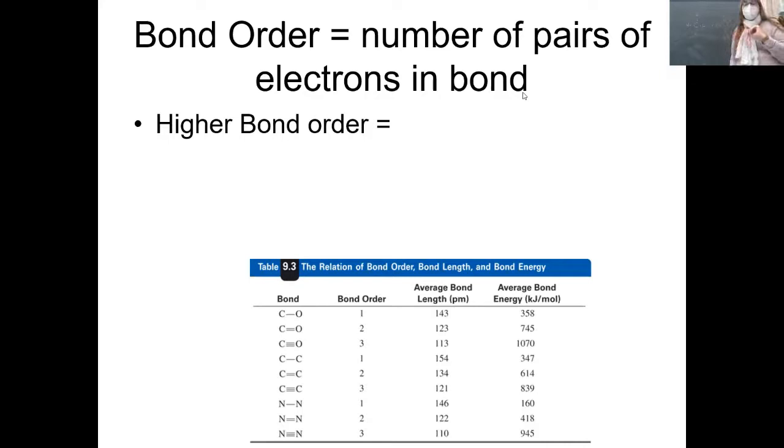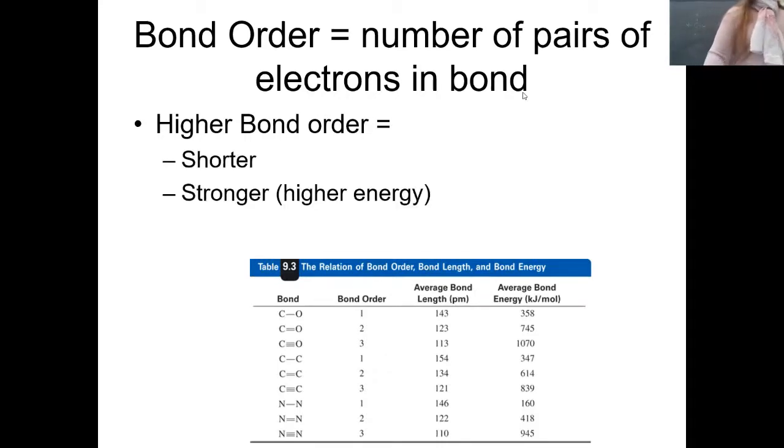All right, so if we look at the carbon-carbon bonds, we should see the same trend. Going from the single bond to the triple bond, it gets shorter. But going from the single bond to the triple bond, we have a higher energy. And the same thing for the nitrogen-nitrogen bond. So higher order bonds are shorter and stronger.